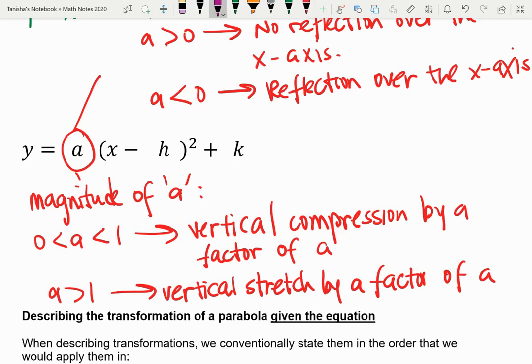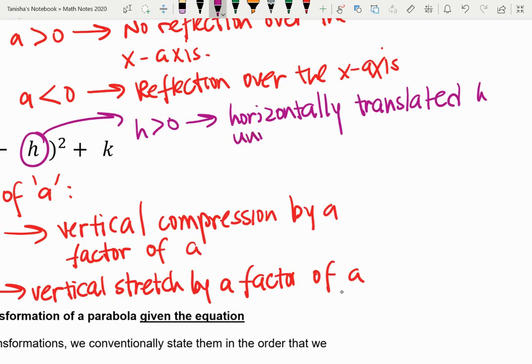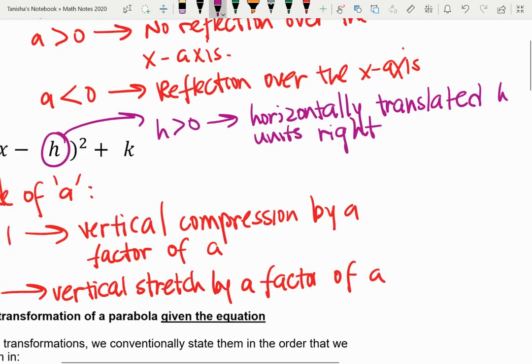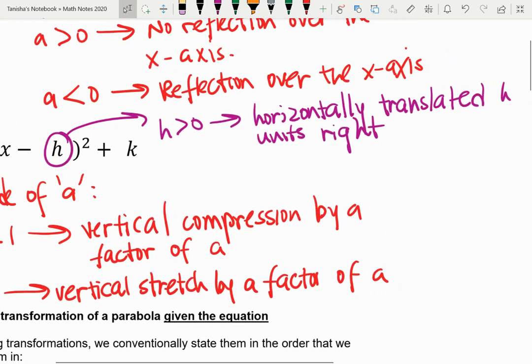What about our h and k values? Well, h, as we saw in the last couple of lessons, h is our horizontal translation. So when h is greater than 0, that means that our parabola has been horizontally translated h units right. And just a quick review, remember in the equation, if you see a subtraction sign, so x minus h, that indicates that your h value is a positive value. And whenever your h is a positive value, that means that it's going to translate to the right. So when you're describing this transformation, you would say that a horizontal translation h units right has occurred.